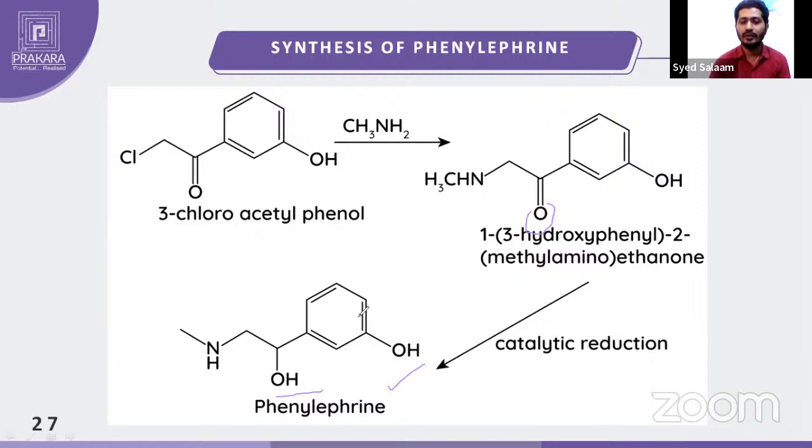Clemmensen cannot be used, because Clemmensen will convert it into ethane. So that is not applicable. Simply catalytic reduction with nickel and hydrogen will give us our final product. So this is our final product, that is phenylephrine will be obtained.